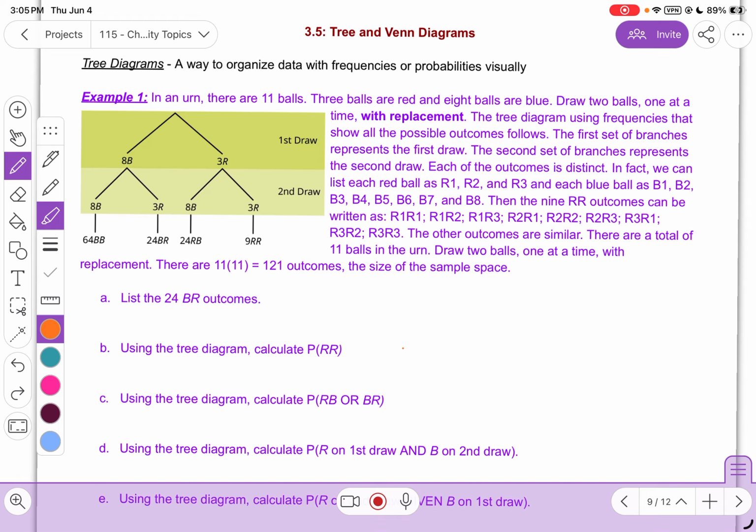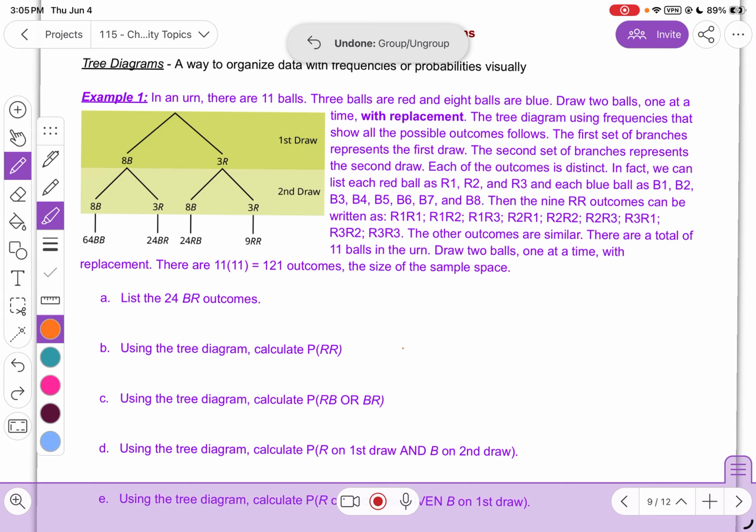This tree diagram using frequencies, so that's the amount of balls, shows all the possible outcomes. The first set of branches represents the first draw. So this is the first draw. The second set of branches is the second draw. So you put it back in, and then you get a second draw.